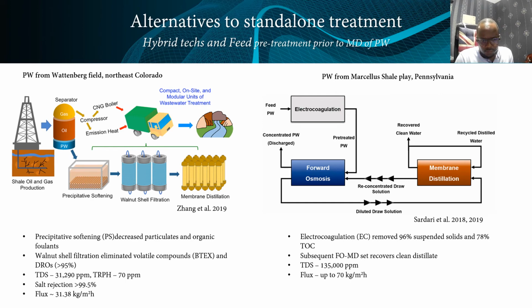Here on the left-hand side, they used PS, the precipitative softening, lime treatment, and walnut shell filtration prior to MD. This actually gave good results. So the PS decreased the particulates and organic foulants. The walnut shell filtration limited the volatile compounds and diesel range organics. So basically, the MD performed well with high salt rejections and considerably good flux.